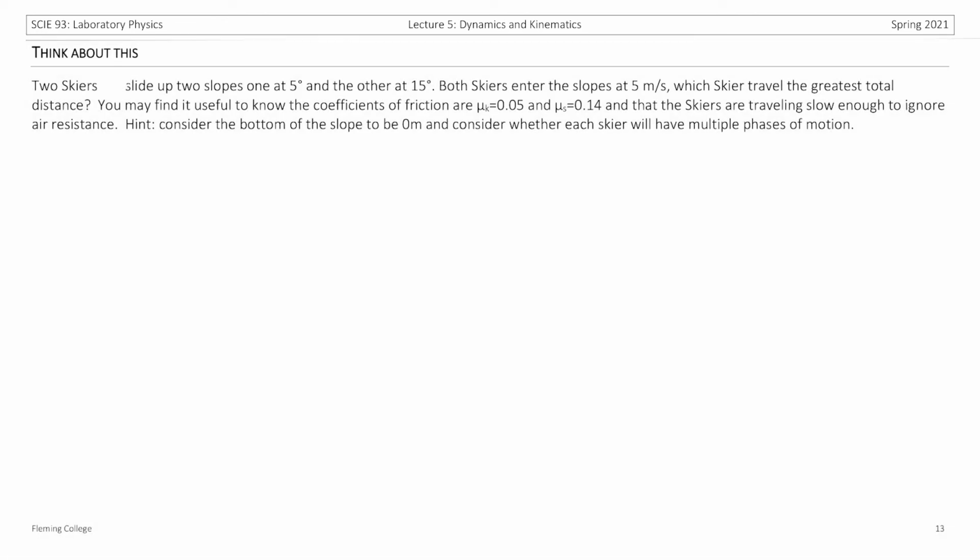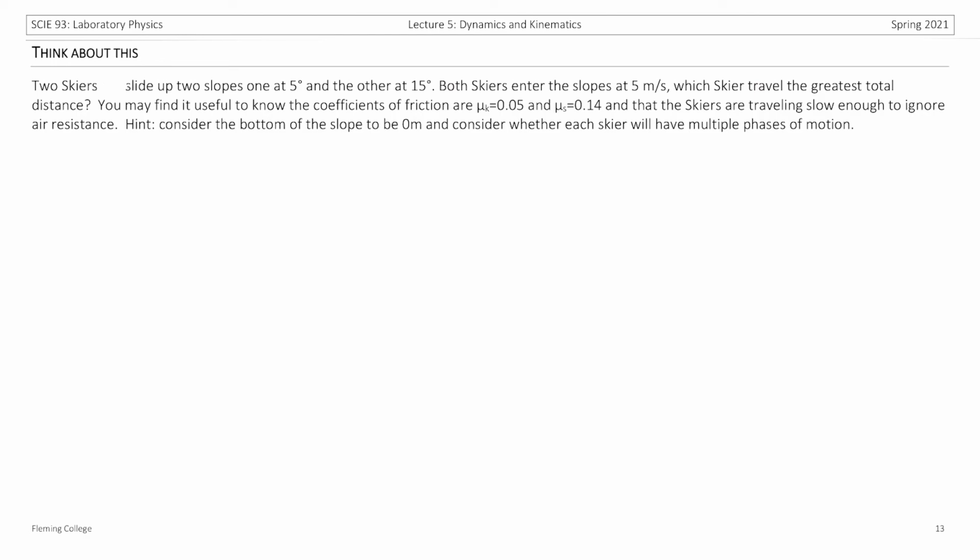This week, I'm going to leave you with our most difficult Think About This to date. 2 skiers slide up 2 different slopes, one at 5 degrees and one at 15 degrees. Both skiers enter the slopes at 5 meters per second. Which skier will travel the greatest total distance? You will find it necessary to know that the coefficients of friction are 0.05 for kinetic and 0.14 for static, and these are between the materials of waxed skis and dry snow. We can also make the assumption that the skiers are traveling slow enough to ignore air resistance.